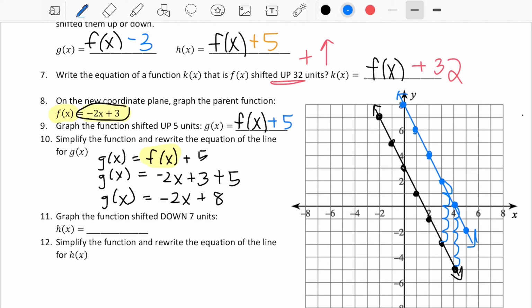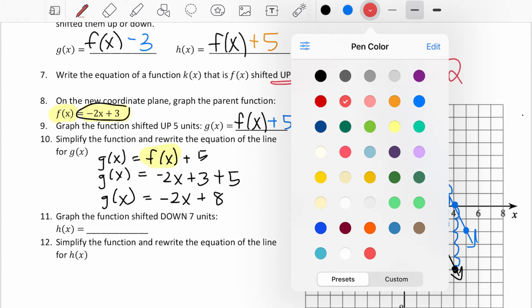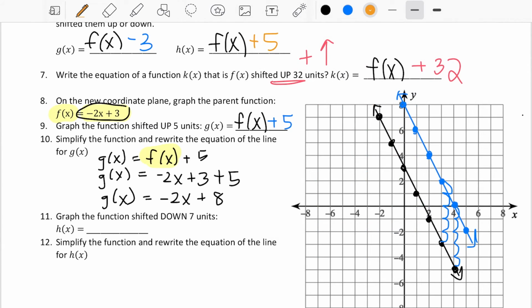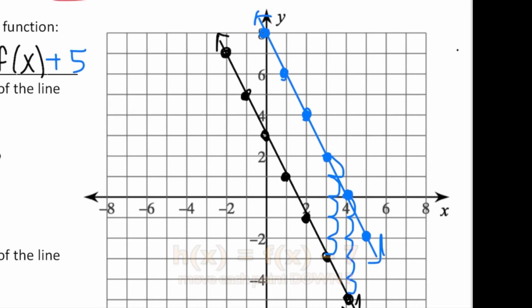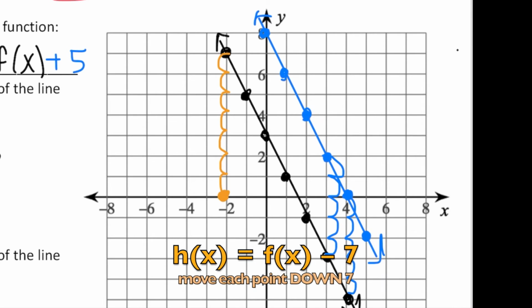Let's do the same thing for number 11 and 12. We're going to graph the function that is shifted down 7 units. This is going to be the same function, f of x, and shifting down 7 means we need to subtract 7 from every y value. So it's going to be f of x minus 7.